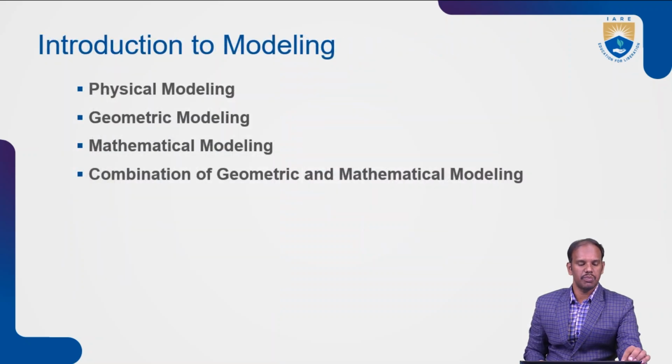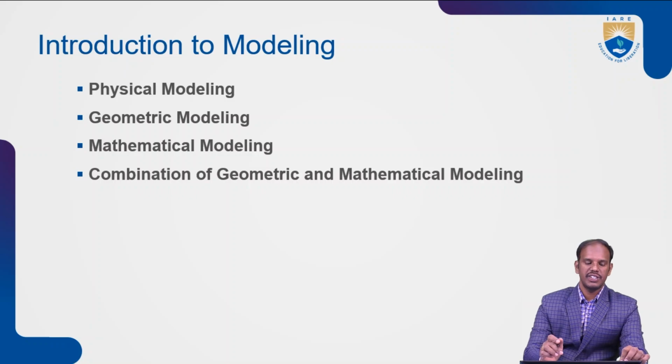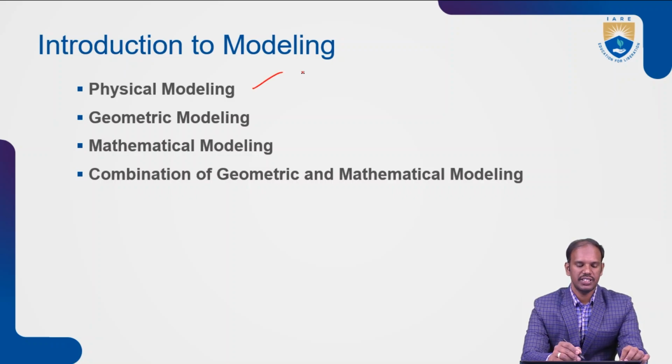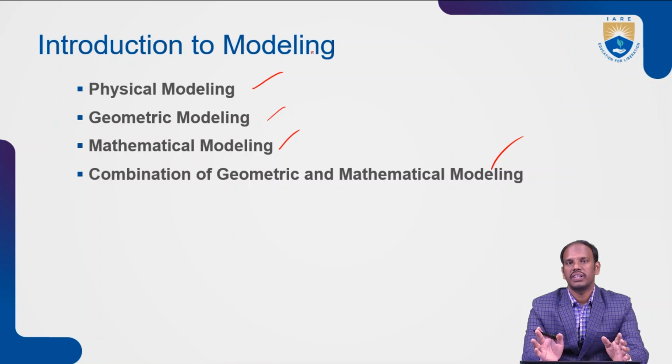Now, introducing modeling. There is a physical model that we need to convert into a geometric model as well as a mathematical model, and a combination of geometric and mathematical models. Physical modeling is a complete makeover of how it is in the real world, the real application. The geometric model is where the geometric abstraction occurs, like in the designing system.